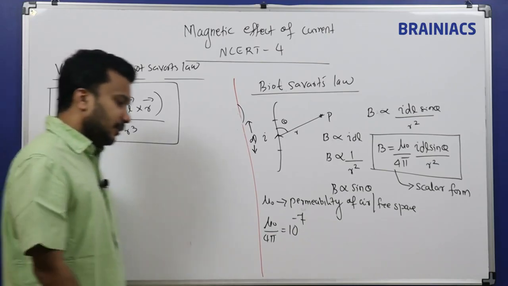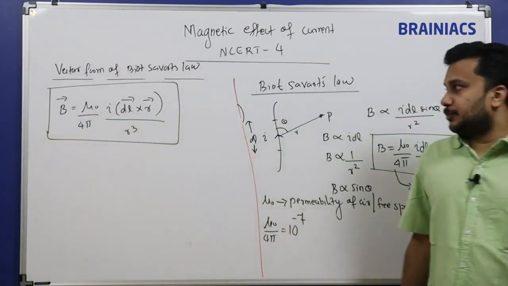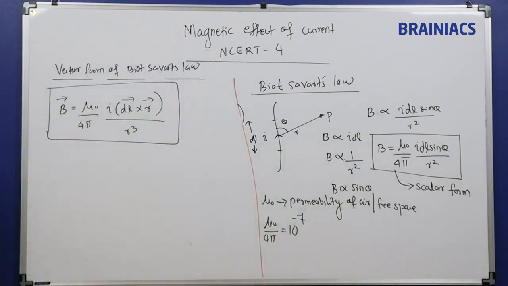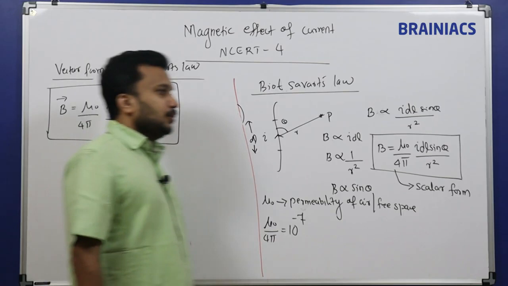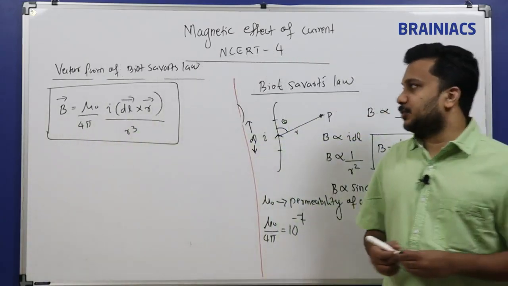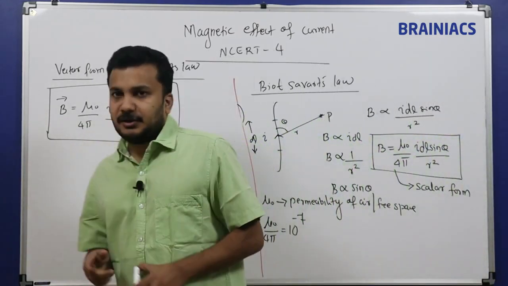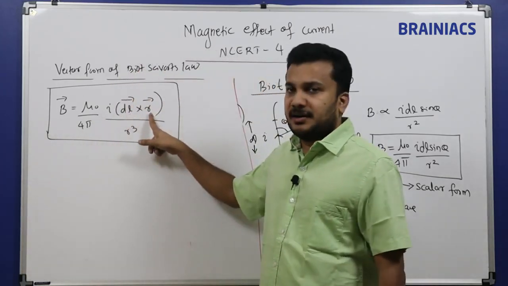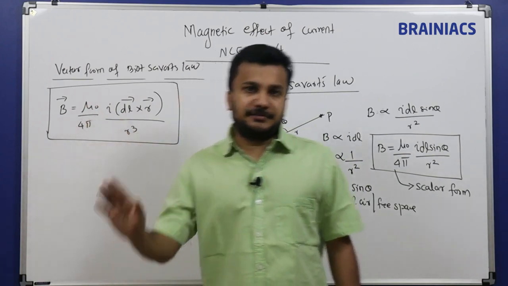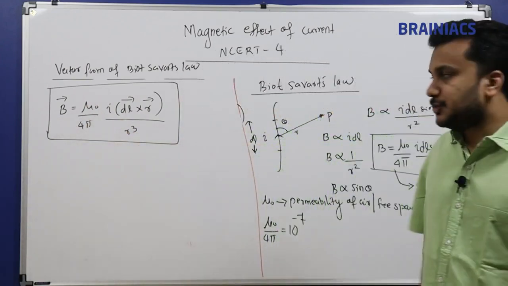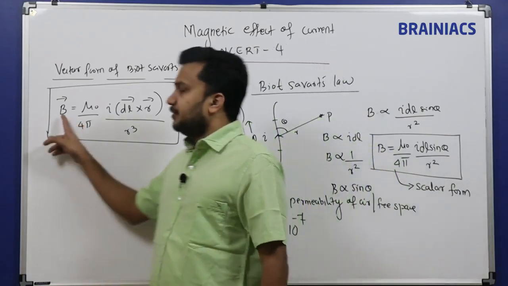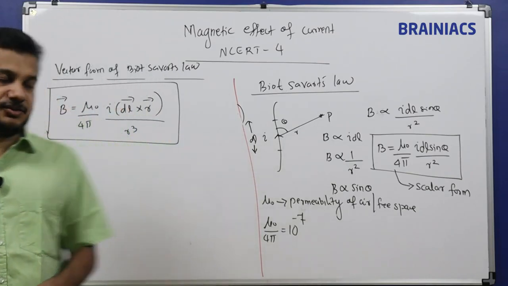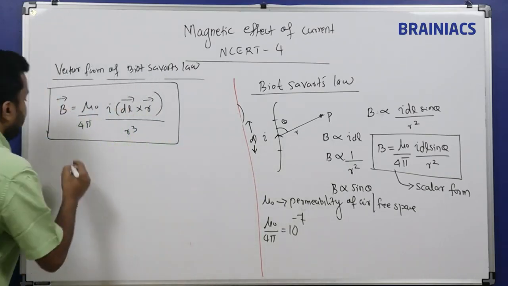Okay, this is the vector form of Biot-Savart's law. Mu 0 by 4 pi I into dl cross r. Once you look into the vector form, how many arrow marks will be there on the right hand side? There are two arrow marks: on top of dl one arrow mark, on top of r another arrow mark, and B on the left side has only one arrow mark. Which means the direction of the magnetic field is the resultant of the direction of dl and r. So direction is important. That's what we are learning about the vector form.